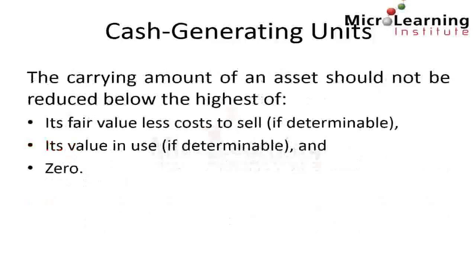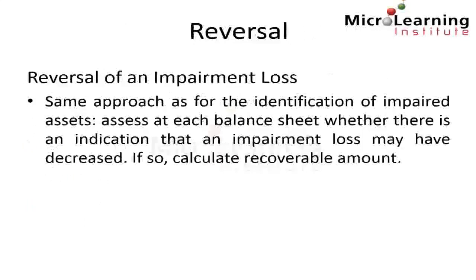The carrying amount of any asset should not be reduced below the highest of 1. Its fair value less cost to sell, 2. Its value in use, and 3. 0. IAS 36 also advises on the reversal of an impairment loss.